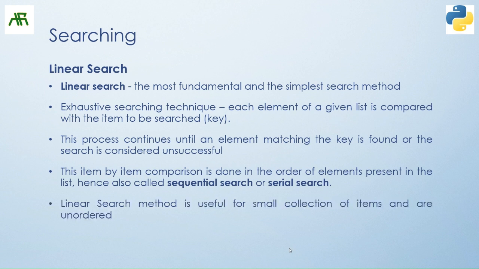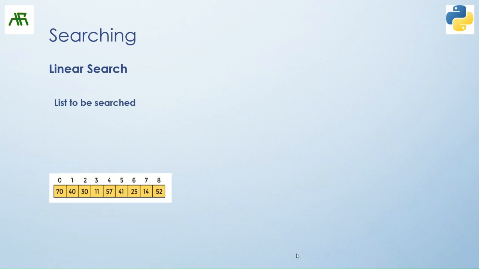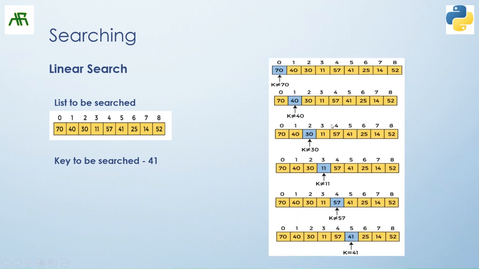This method is useful for small collections of items that are unordered. Let's look at a depiction of how the linear search works. So we have a list, a target list, that we want to search the key in. So I have say 9 values, and I want to identify whether 41 is present in that particular target list or not. The linear search compares each element of the target list with the key to be searched.